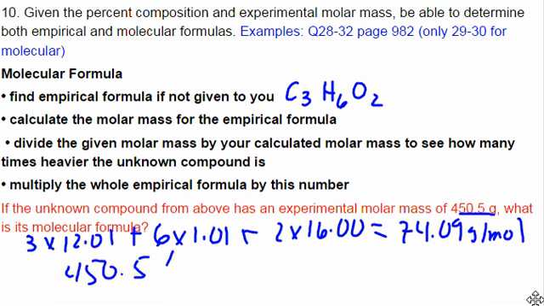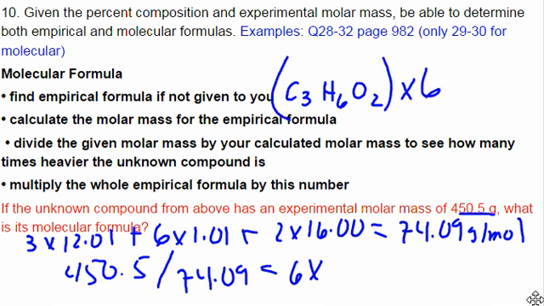So 450.5, how many times heavier is that than 74.09? If I go ahead and divide it, I come up with 6.08 or 6 times heavier. So that means I'm going to take this formula times 6, and my molecular formula is actually C18H36O12. Seems like a big molecule, but in the world of chemistry, not really that big.